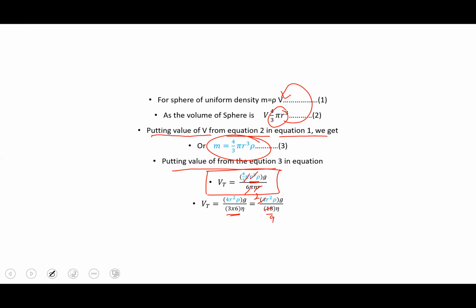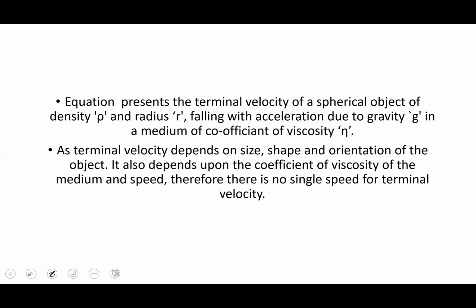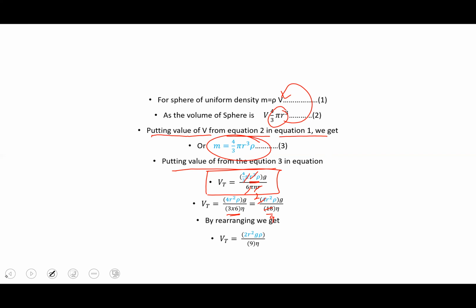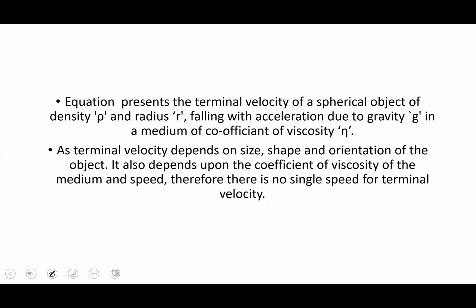We can say the new equation has become, rearranging, Vt is equal to 2 r square g rho divided by 9 eta. Now this equation is basically the terminal velocity, represented by Vt is equal to 2 r square g rho over 9 eta. This equation represents the terminal velocity of a spherical object of density rho and radius r falling with the acceleration due to gravity g in a medium of coefficient of viscosity eta.